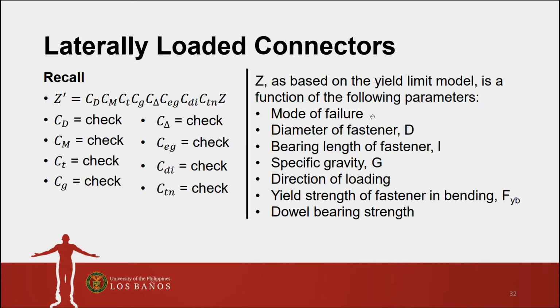First is the mode of failure. Next is the diameter of the fastener D, bearing length of the fastener L, specific gravity G, direction of loading, yield strength of the fastener Fyb, and dowel bearing strength.